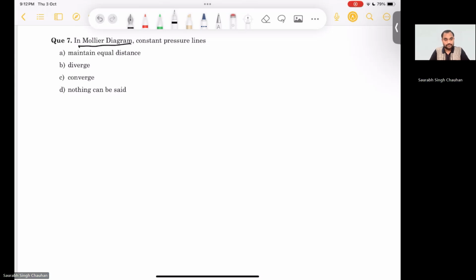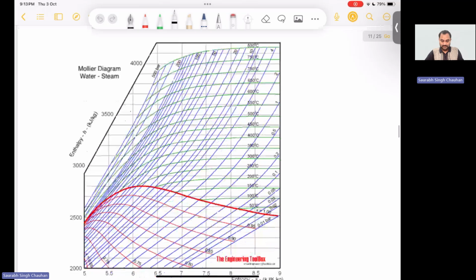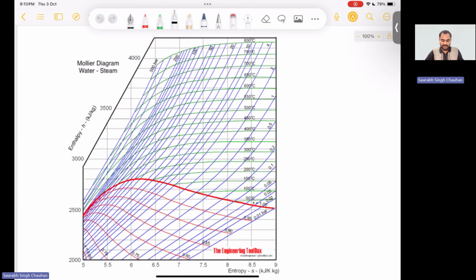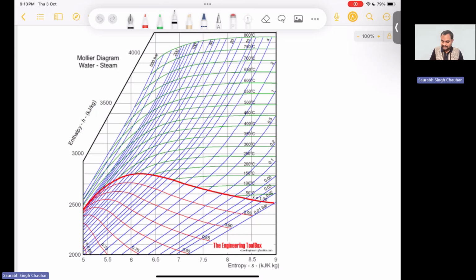If you have observed a Mollier diagram, you can easily answer this question. If not, I will show you a Mollier diagram, then you will be able to solve this question easily. So here is one Mollier diagram. Mollier diagrams are basically enthalpy-entropy charts. So on the x-axis there is entropy, and on the y-axis there is enthalpy.